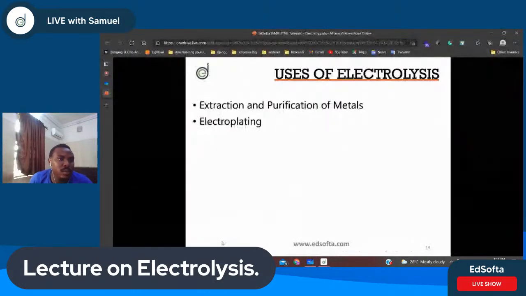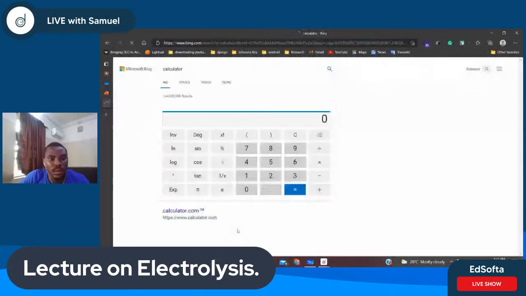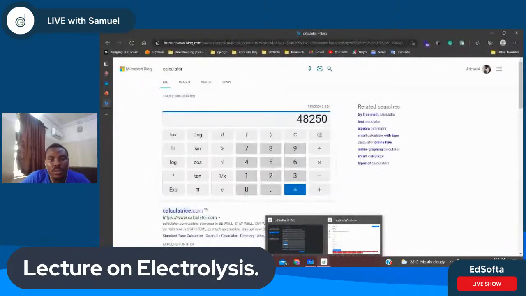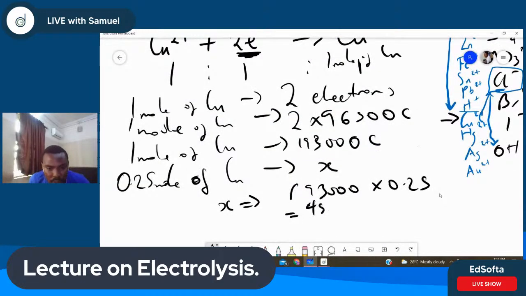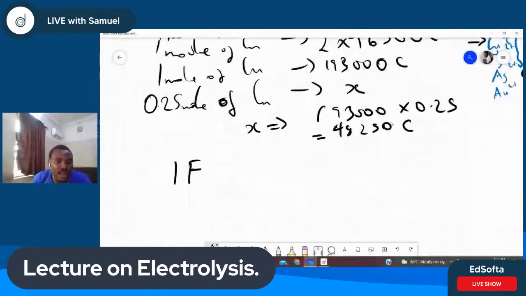And what do we have? Let's check the calculator. So we have 48250 coulombs. So this is the amount of coulombs that is going to be what? Discharged. But we are not done. Now they're asking us for the amount of farad. We know that one farad from what we have here is what? 96500 coulomb.